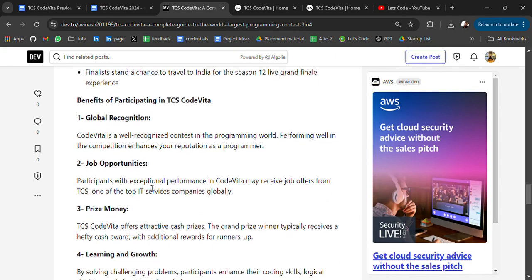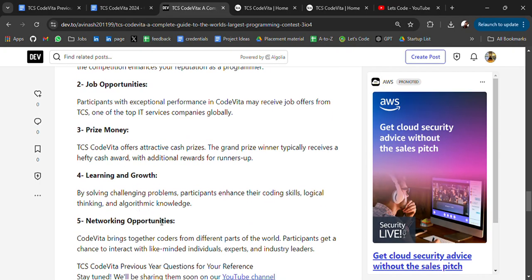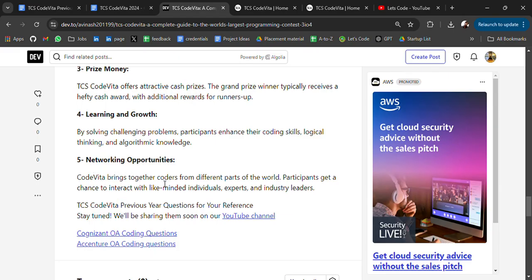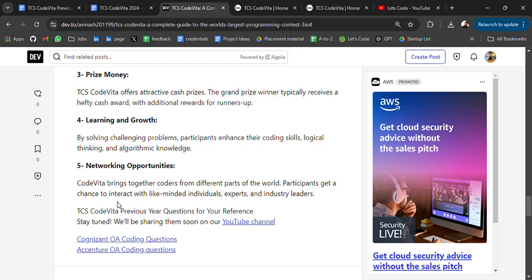The second is job opportunity. You will get the chance at a job offer by TCS, prize money, learning, growth, and networking opportunities. This is very important. When you build connections, you learn a lot of things which you don't know. We feel like we know everything, but no. Once you meet people, you always learn something new, and you say, wow, if I hadn't met this person, I would be completely in the dark.